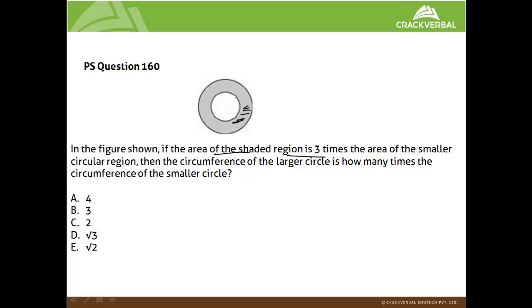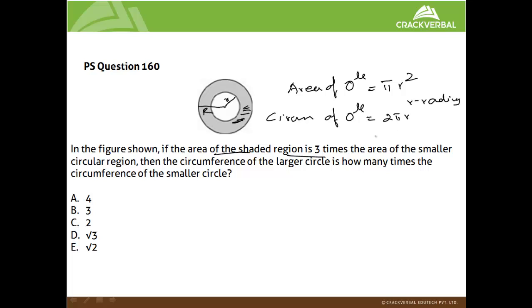So let's call the radius of the smaller circle r and the radius of the larger circle capital R. First, a couple of things we need to know. The area of a circle is pi r square, if r is the radius, and the circumference of a circle is 2 pi r, or we can write it as pi times d, where the diameter is 2 times the radius.